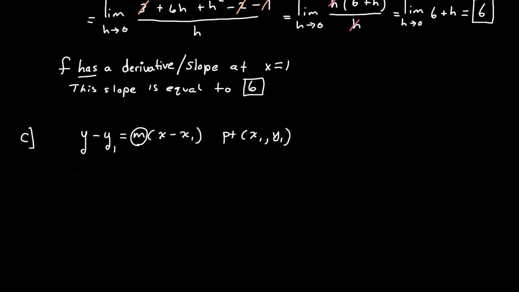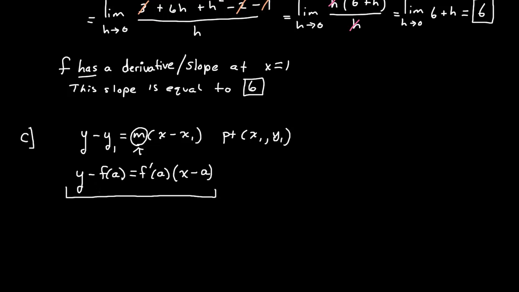This comes out to be y minus, instead of y1, I'll say f at some value a. And then instead of the slope, we will represent the slope as f prime of a, which we've been discussing. And then x minus the x value, which is a. So this here is just a fancier way of doing point slope form.